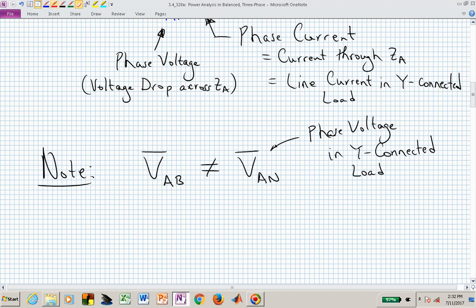is not the same as the line to line voltage from transmission line terminal capital A to transmission line terminal capital B. And a lot of times this will simply be abbreviated as the line voltage. In the Y connected load, the line voltage is not equal to the phase voltage.